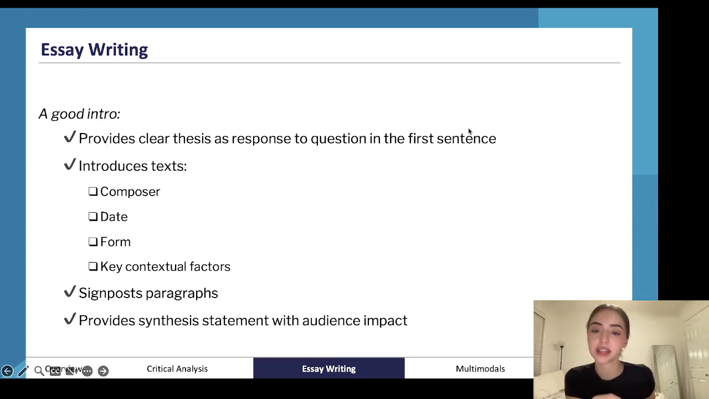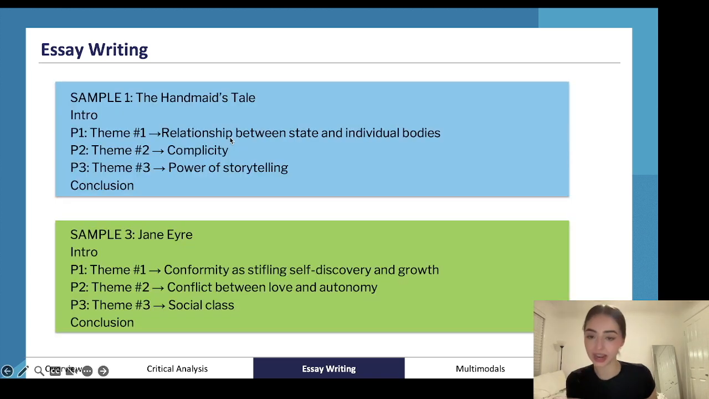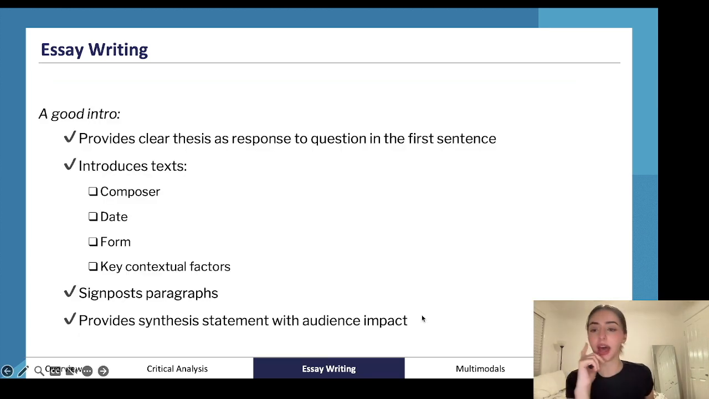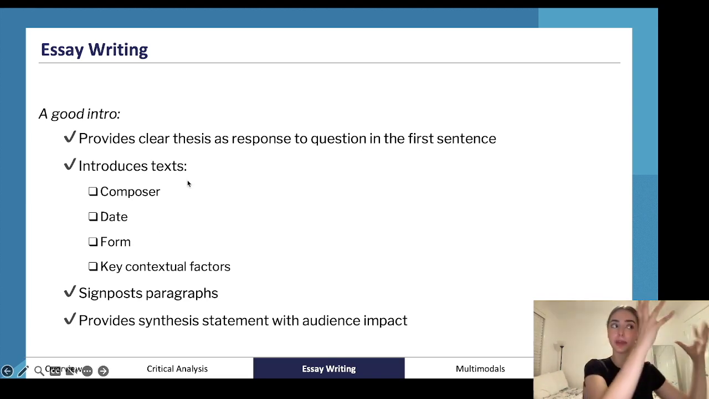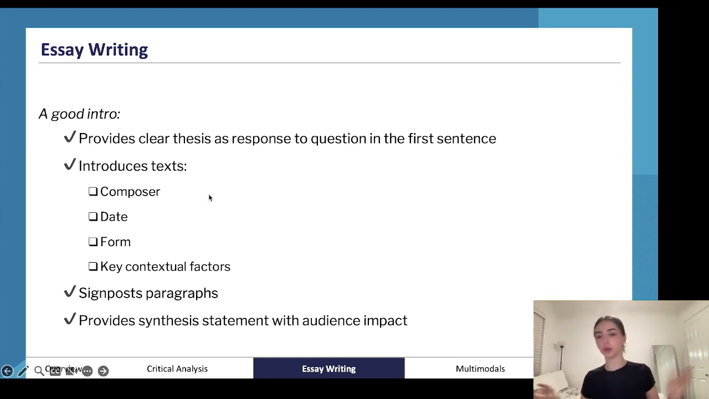So you need to provide a clear thesis that's a response to the question, and is that through line. You need to introduce your text, so you need to say who your composer is, what your text is, so the form of it. Is it a novel? Is it a play? Whatever. Not to be confused with the macro techniques, okay? Form can also mean, is it a novel, play, film, whatever.